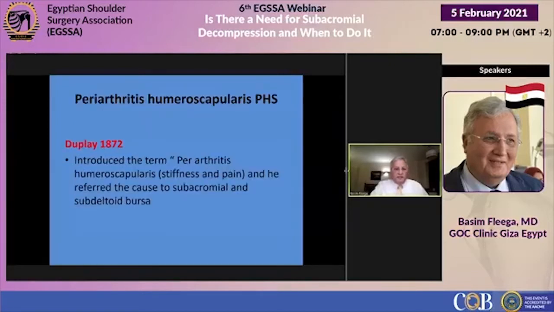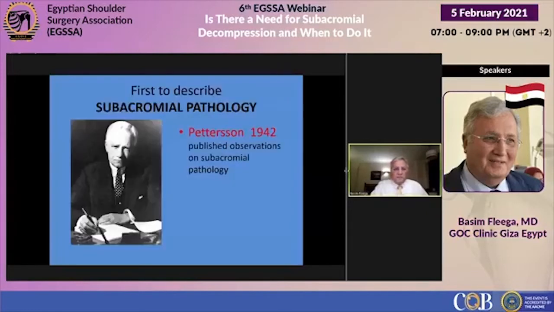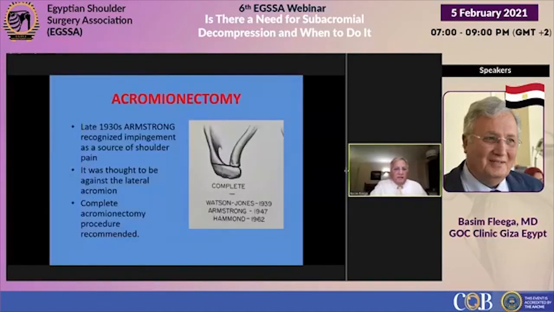Duplay in 1872 introduced the term periarthritis humeroscapularis, which is stiffness and pain, and he referred the cause to the subacromial and subdeltoid bursa. In 1942, Peterson published observations on subacromial pathology. In the late 30s, Armstrong recognized impingement as a source of shoulder pain.